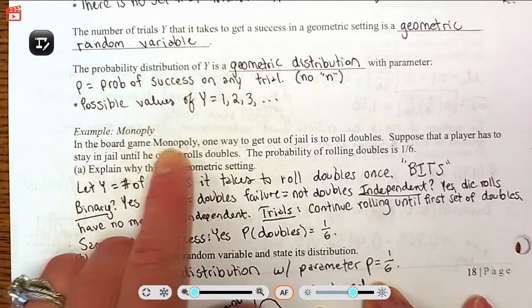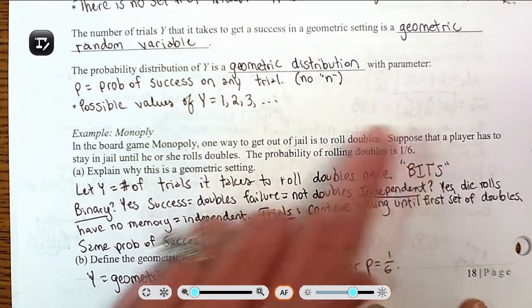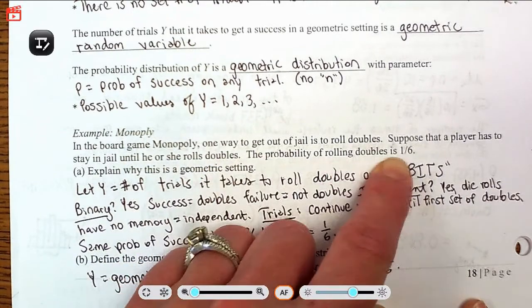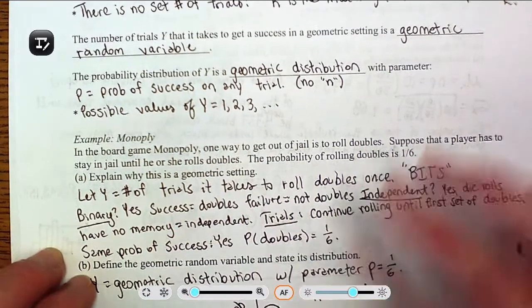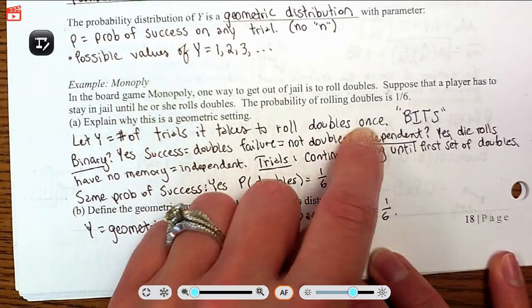Monopoly. In the board game Monopoly, one way to get out of jail is to roll doubles. Suppose that a player has to stay in jail until he or she rolls doubles. The probability of rolling doubles is 1/6. Explain why this is a geometric setting. Let Y equal the number of trials it takes to roll doubles once.